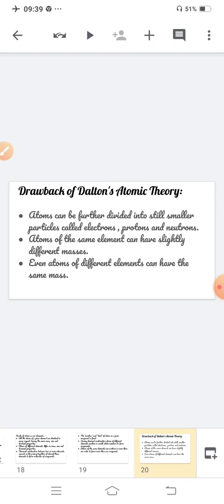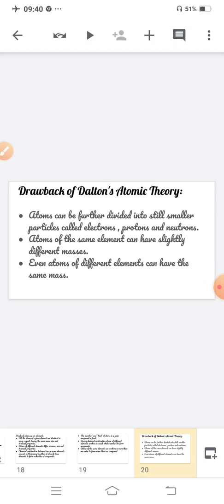So these are the drawbacks of the Dalton atomic theory. If a question comes like this, write the drawbacks of Dalton atomic theory, what will you write? You will write: atoms can be further divided into still smaller particles called electrons, protons and neutrons. Atoms of the same element can have slightly different masses. Even atoms of different elements can have the same mass.